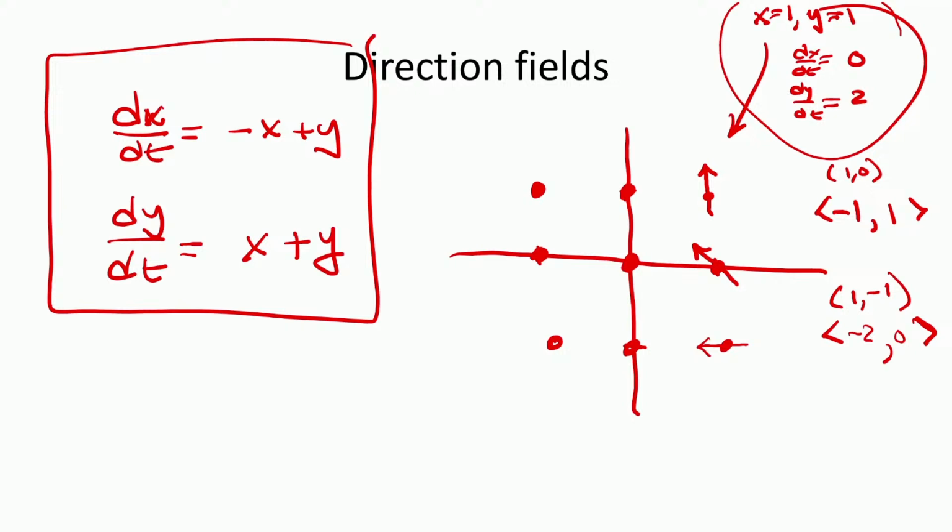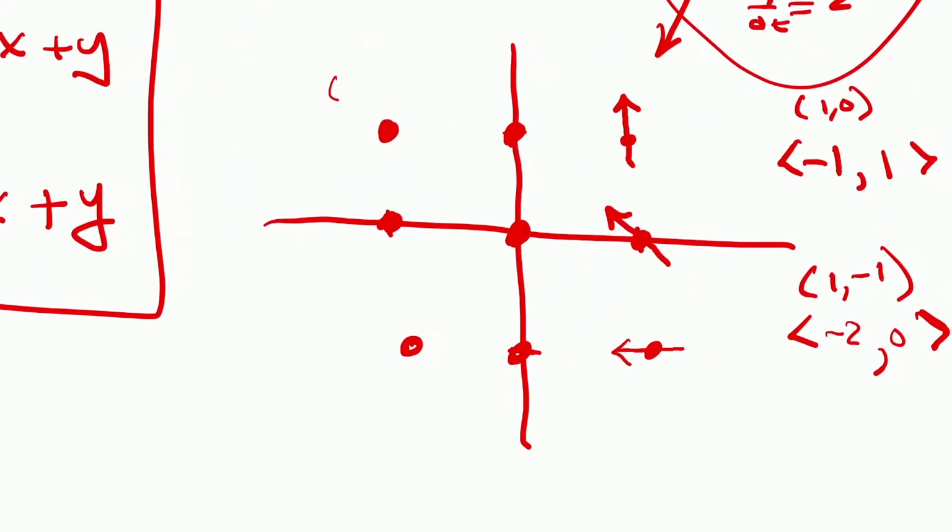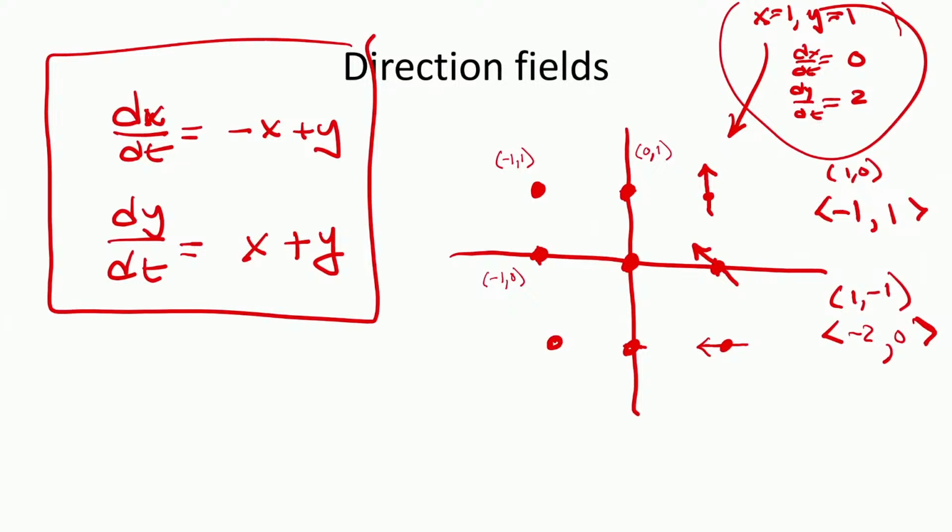All right, let's be systematic about this. We'll go across and down. So here we'll start with this point, -1, 1, and then we're going to do 0, 1, and then back here, -1, 0, and then this point, -1, -1, and then 0, -1. Okay, so let's go across.